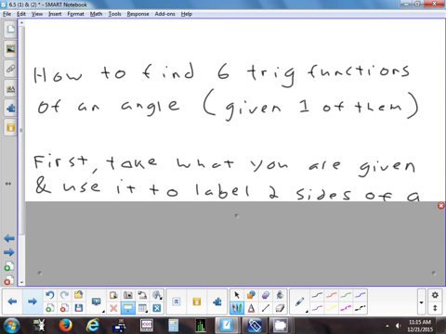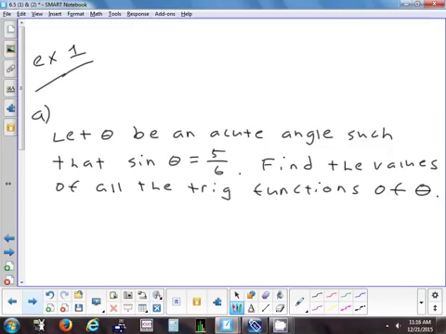All right, so how do we find the 6 trig functions if you're given one of them to start? I'm going to give you a problem like that. I'm going to tell you that the sine of an angle is 5/6. What do you know just by this fact right here? It tells you enough information that you can find the sine, the cosine, the tangent. You can get everything you want. Wherever we put theta, we know the ratio of the opposite to the hypotenuse.